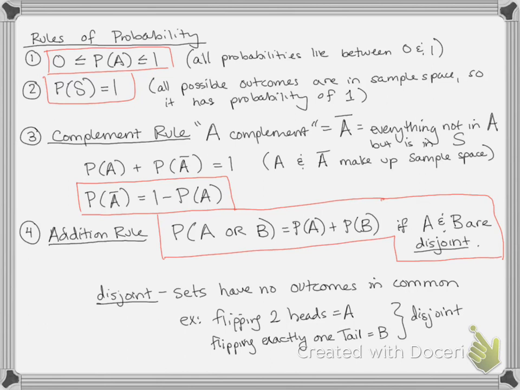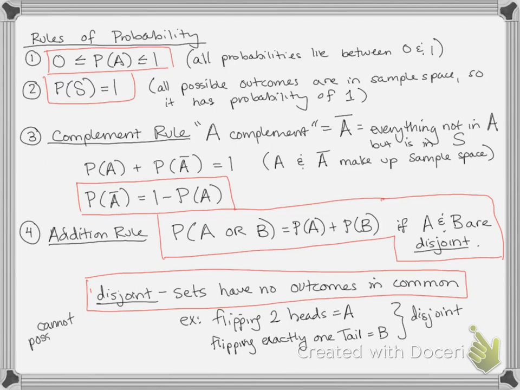Okay, so this is something that we want to keep in mind too. Sets that have no outcomes in common, right? They have no overlap. They're not possible to occur at the same time. They cannot possibly occur at the same time. That's what disjoint really means. Okay? All right, and then I have a fifth rule, and then I'm going to stop and do another video for the more extended rules.